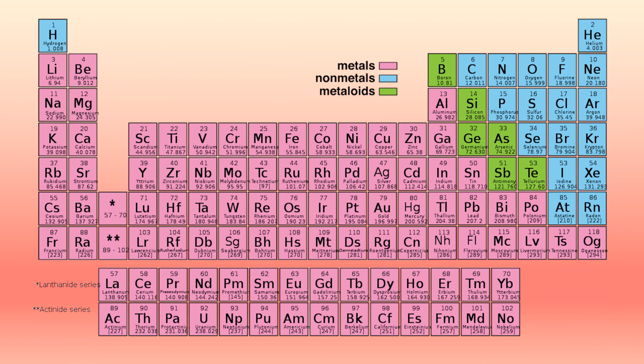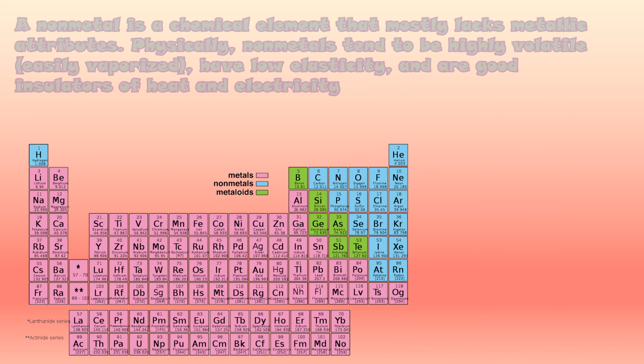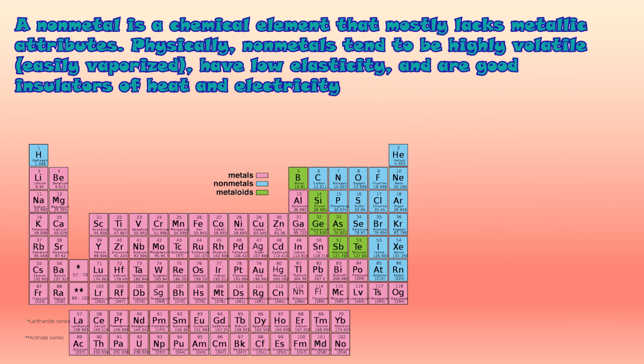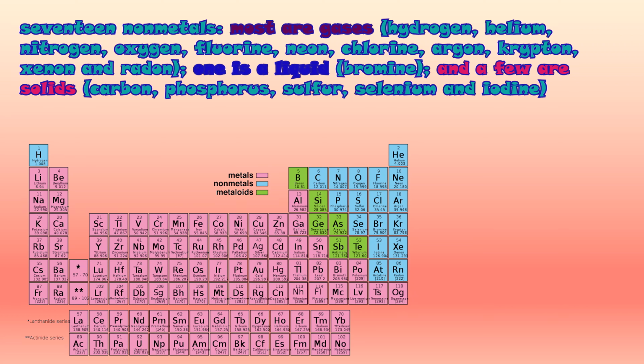Classification of elements in terms of being metal, semimetal and nonmetal. 17 elements are generally classified as nonmetals. A nonmetal is a chemical element that mostly lacks metallic attributes. Physically, nonmetals tend to be highly volatile, easily vaporized, have low elasticity, and are good insulators of heat and electricity. Most are gases: hydrogen, helium, nitrogen, oxygen, fluorine, neon, chlorine, argon, krypton, xenon and radon. One is a liquid, bromine, and a few are solids: carbon, phosphorus, sulfur, selenium, and iodine.